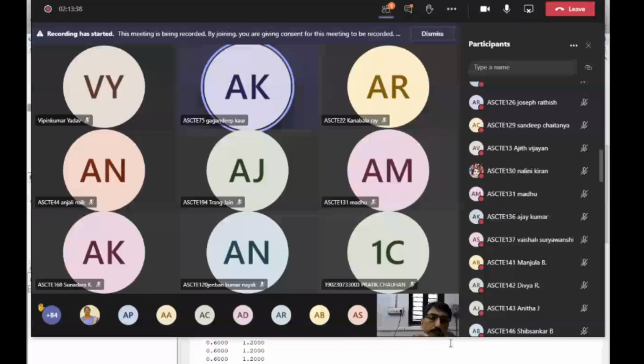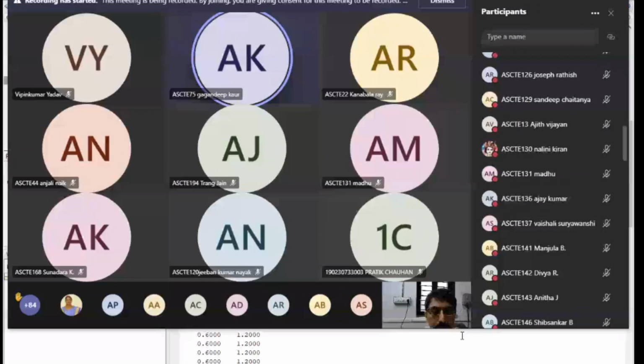Yes. You are initializing 50 particles, so corresponding to each particle you will get an f of x value. So you will obtain 50 f of x values, and from those 50 values you have to find which one is the best answer, which one is the minimum.